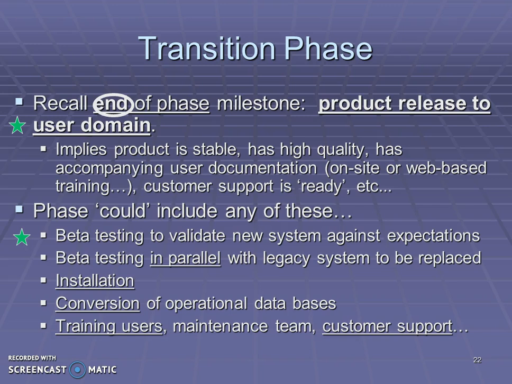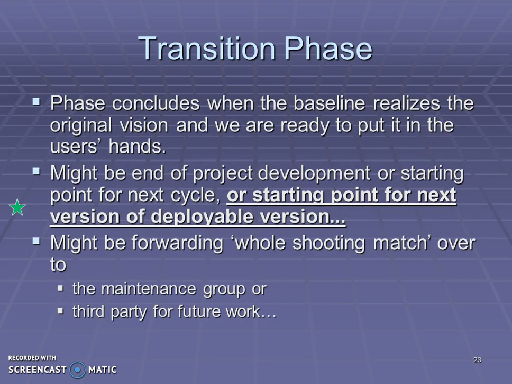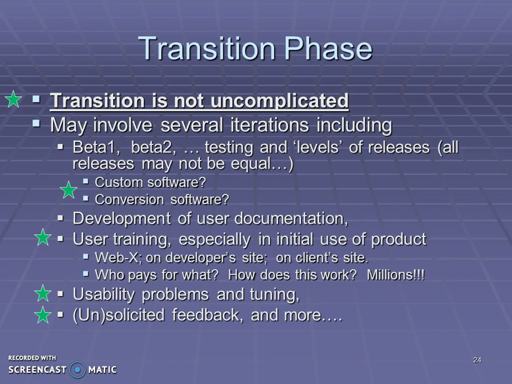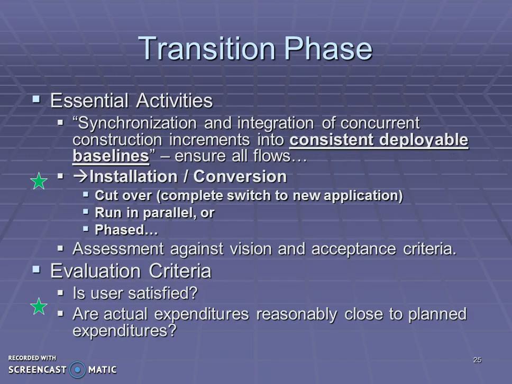And one more thing in the transition phase is the maintenance part. It should have good customer support, and the product should be maintained after release. So these are the main things done in the transition phase: not only the deployment of code, but the maintenance of the product we are going to give to the market. The essential activities, synchronization and integration, are very good terms to evaluate the transition phase. So installation and conversion, as we can estimate.